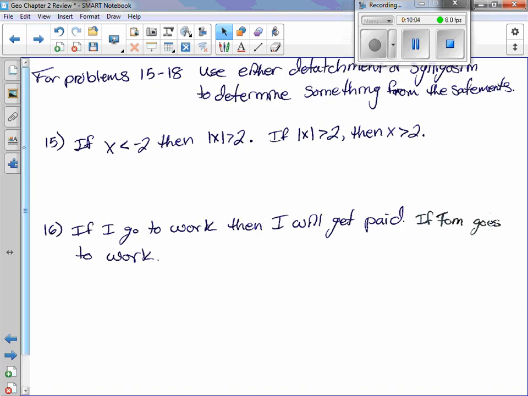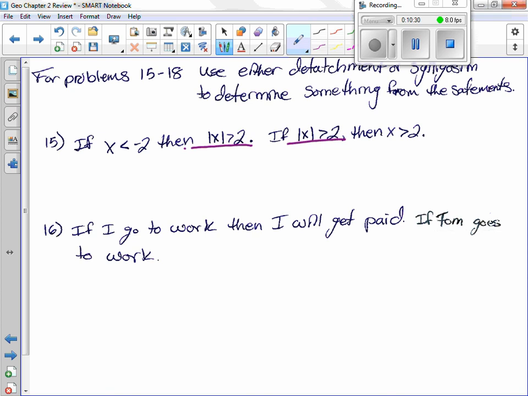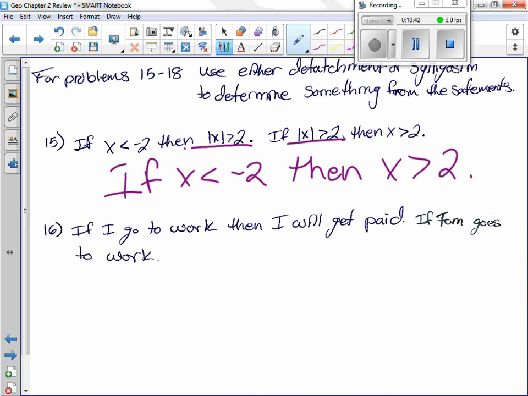Use either detachment or syllogism to determine something from the statement. If x is less than negative 2, then the absolute value of x is greater than 2. If the absolute value of x is greater than 2, then x is greater than 2. I have two statements, and I have an if and then that match, yes? So this would be syllogism, and we'd match the other two up. So if x is less than negative 2, then x is greater than 2. Doesn't make a whole lot of sense, but it does work for this here.